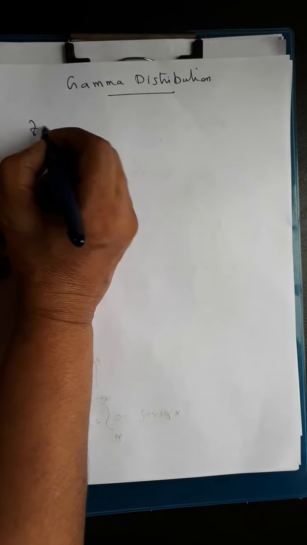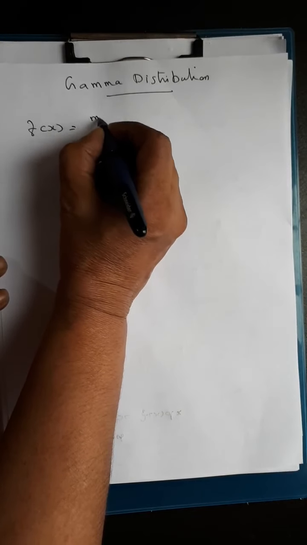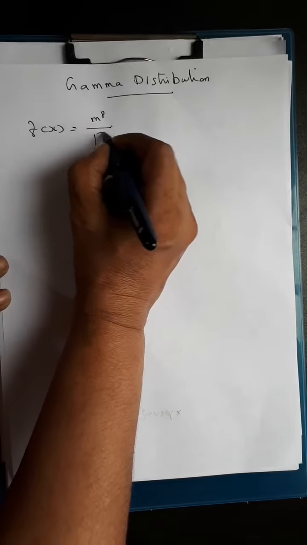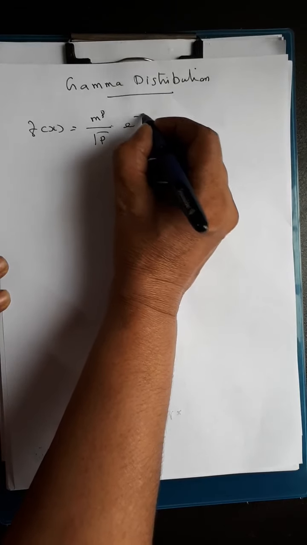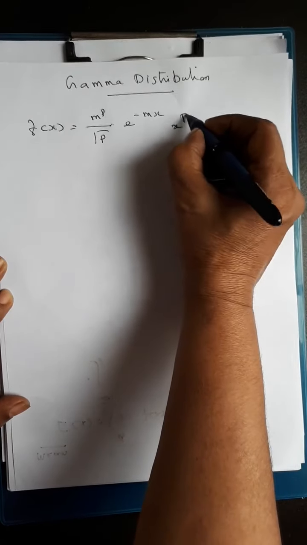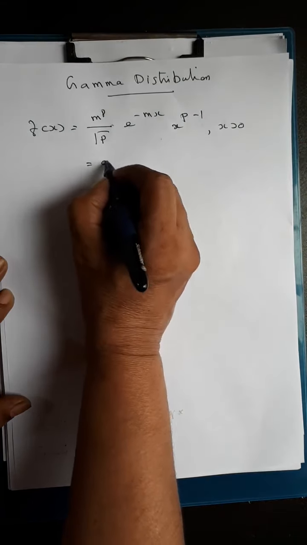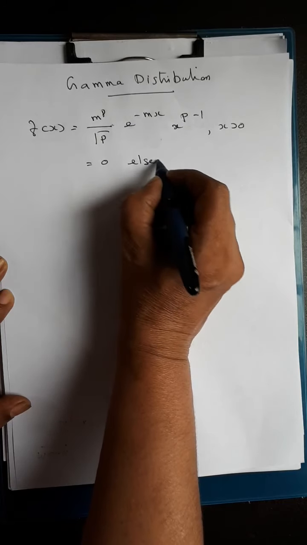So, in the case of a gamma distribution, the probability density function f of x is m raised to p divided by gamma p, e raised to minus mx, x raised to p minus 1 for x greater than 0 and equal to 0 elsewhere.